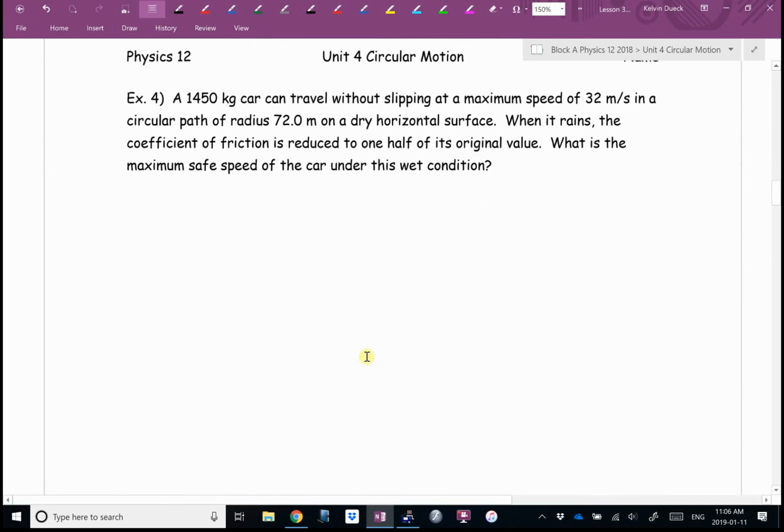I like example 4. Example 4 is a nice question. A car can travel without slipping at a maximum speed of 32 meters per second in a circular path of radius 72 meters when the pavement is dry. When it rains, the coefficient of friction is reduced to half its original value, which is about accurate. What's the maximum safe speed of the car under this wet condition?